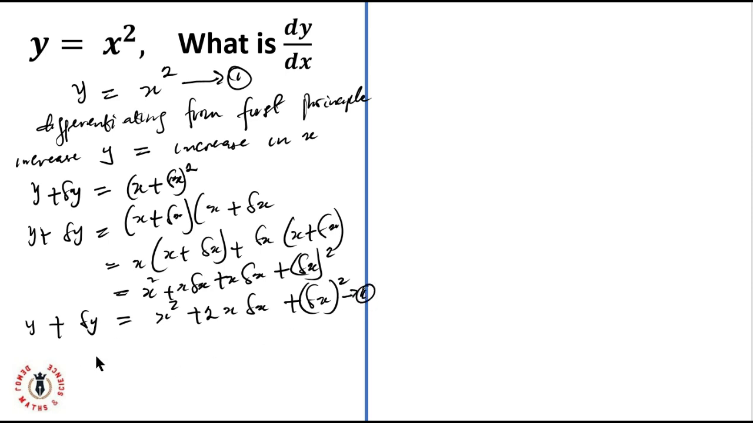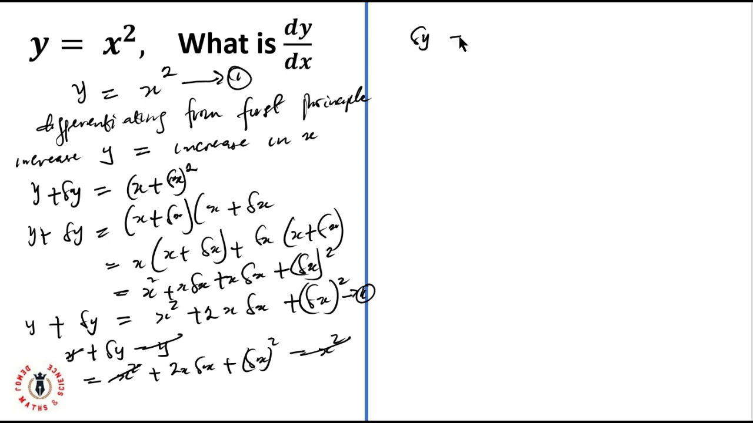Now what I want to do next is subtract equation 1 from 2. So that I'll be having y plus delta y minus y will be the same thing as x squared plus 2x delta x plus delta x all squared minus x squared. Now y minus y gives way. My x squared minus x squared gives way. So that I'm left with delta y to be equal to 2x delta x plus delta x all squared.